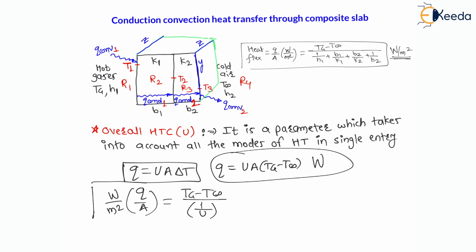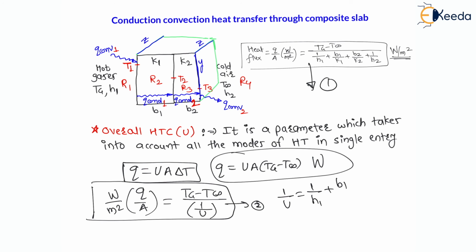Now let us say this is our second equation, and we have this first equation. Right. Now equate these two equations. Therefore, can I say 1 upon U is equal to this denominator term. Therefore, we can say 1 upon U is equal to 1 upon H1 plus B1 divided by K1 plus B2 divided by K2 plus 1 upon H2, where U is called the overall heat transfer coefficient.